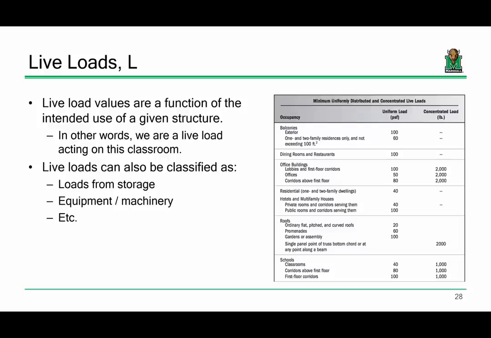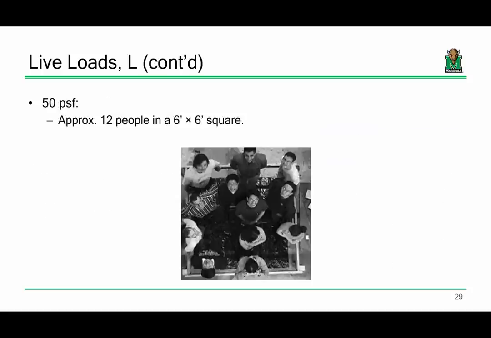Now, that by itself would be pretty simple, but there's a little bit of a problem. When I was first learning this, somebody said the load is 50 pounds per square foot, and I couldn't visualize that in my brain. What exactly does 50 pounds per square foot look like if we're talking about people? This is a 6x6 square. These images actually come off the pedestrian bridge specification, and that's what 50 pounds per square foot looks like. It's about 12 people in a 6x6 square.